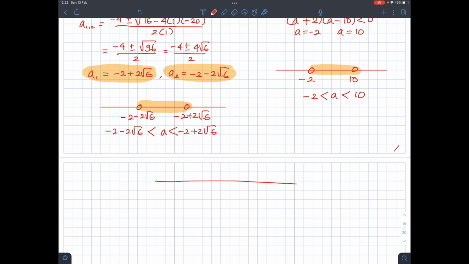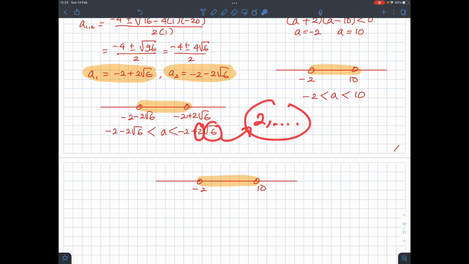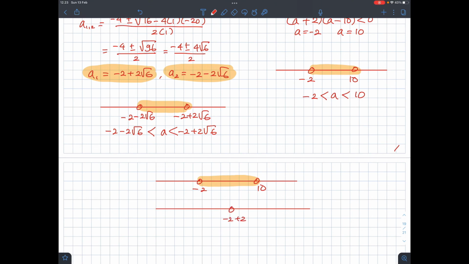Okay, I draw here the second number line. Be careful about this value. I think the square root of 6 is about 2 something, and 2 something times 2 becomes about 4. 4 minus 2 is about positive 2. So I just draw the first part here between, because this value is about positive 2.